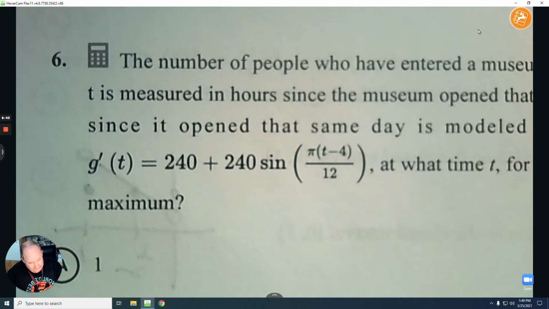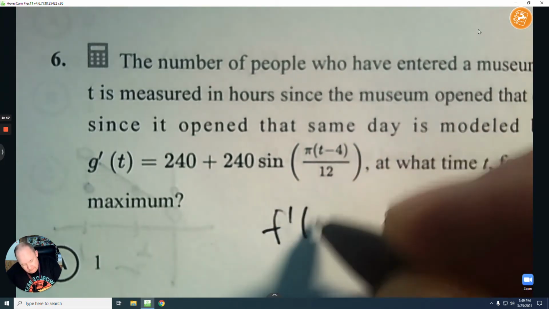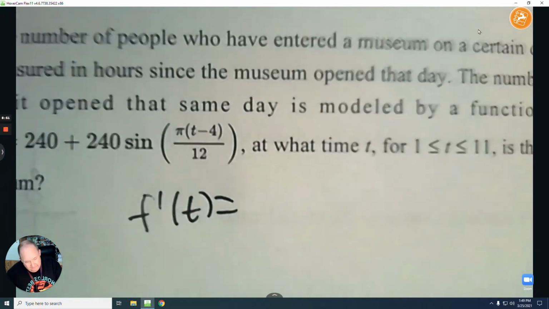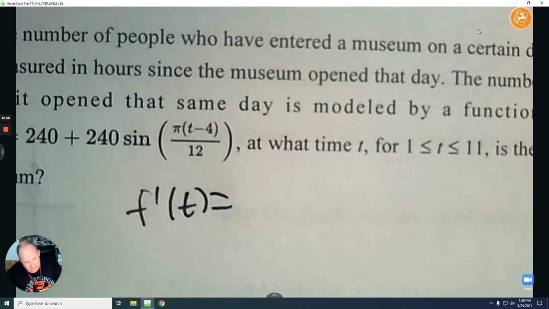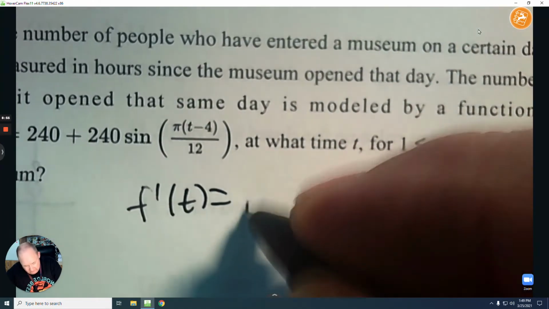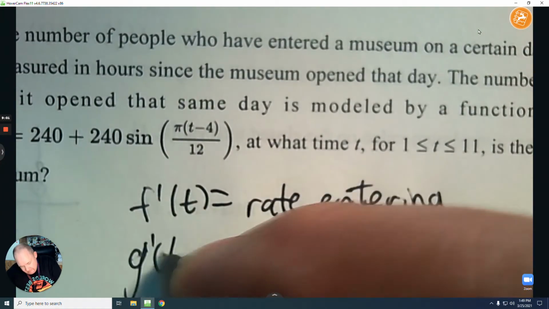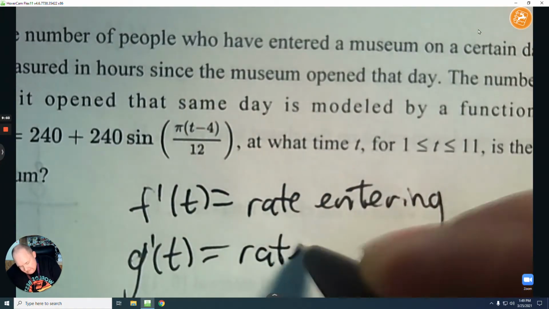Then you're given the derivatives of both. So let's just make sure we understand what this means. The derivative of f is the rate of people entering. The rate for g is the rate leaving.